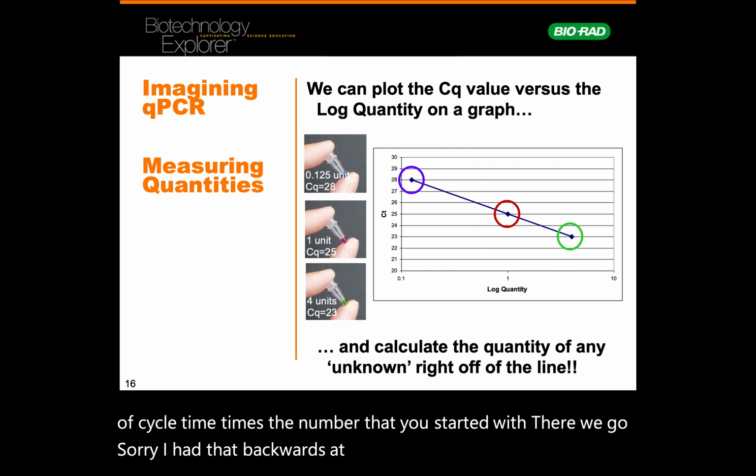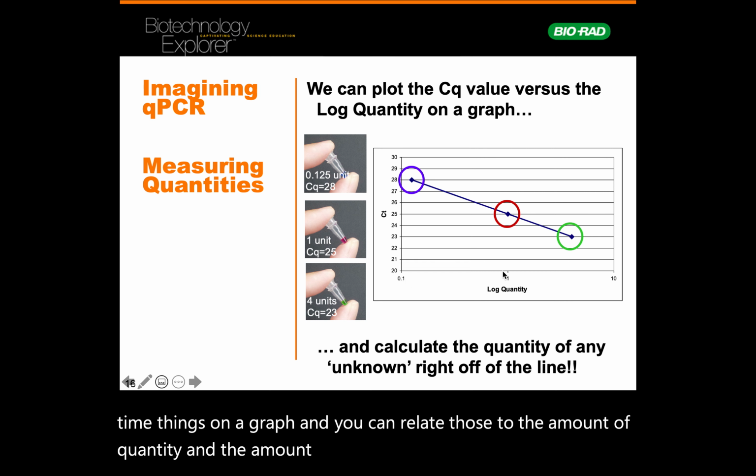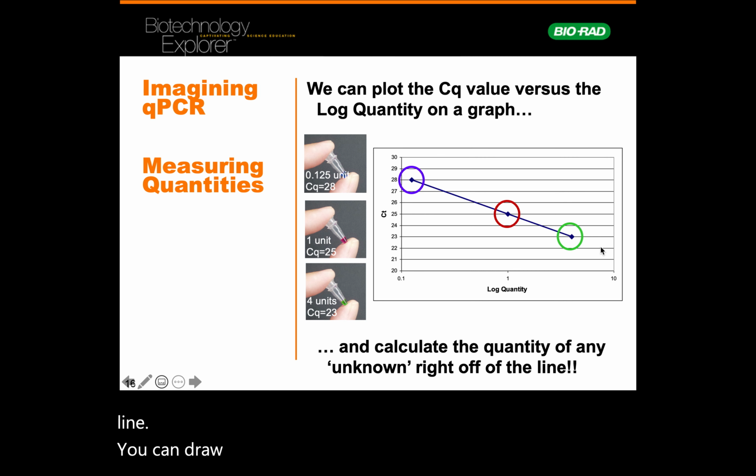Anyway, you can plot these cycle time values on a graph, and you can relate those to the amount of quantity and the amount of starting quantity. And as long as the starting quantity is on a log scale, you get a nice little line that you can draw through your points. And that is what we call a good standard curve.